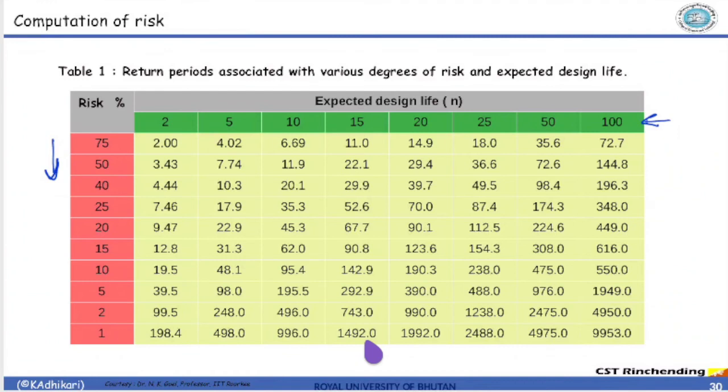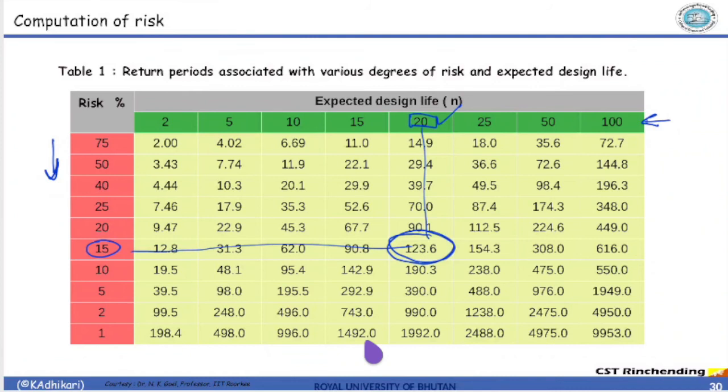Now, what should be the return period of a flood that must be designed if you have to consider, let's say, 15% risk? If you are constructing any hydraulic structure that has a lifespan of 20 years, and you are designing for a risk of 15%, what should be the return period of that flood? If you calculate, the design flood should be a return period of 123 years.